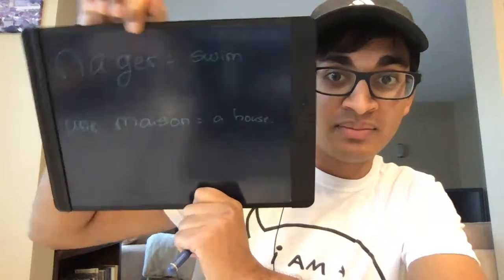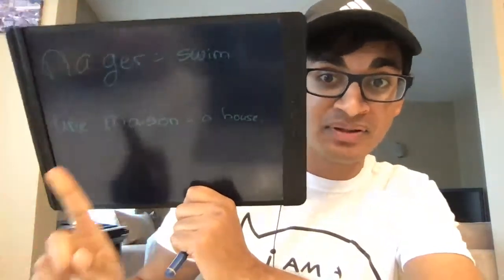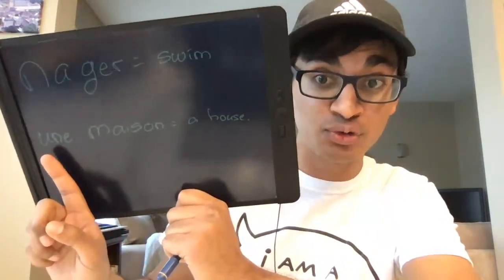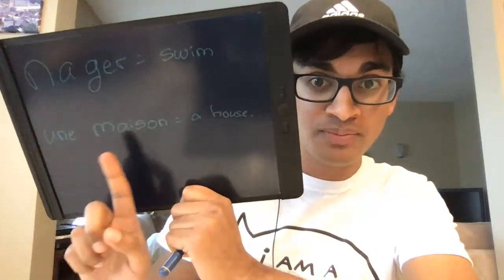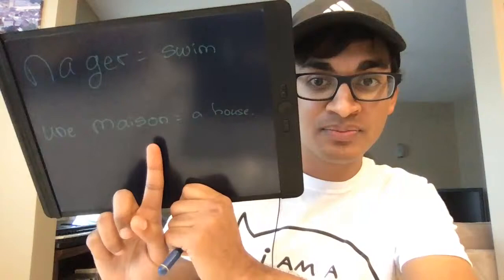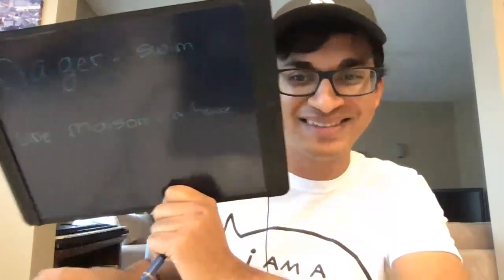Nager. This one, une. We have a U sound, like in the word tu. Une maison. Maison. Okay.